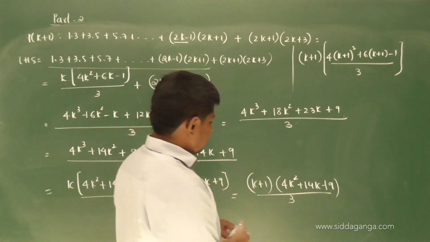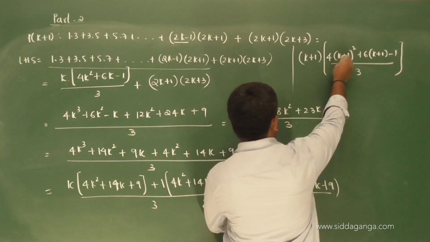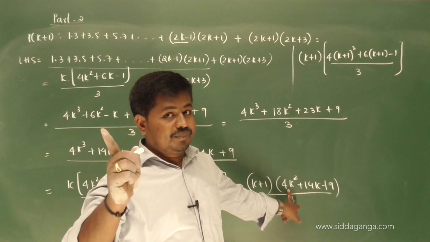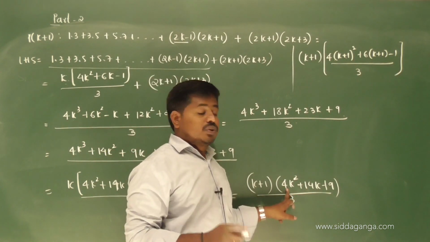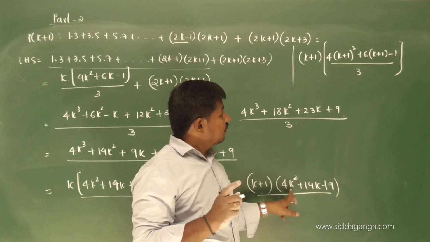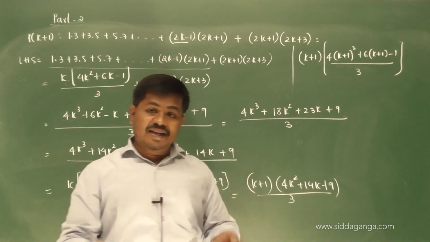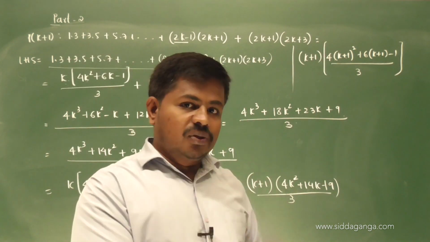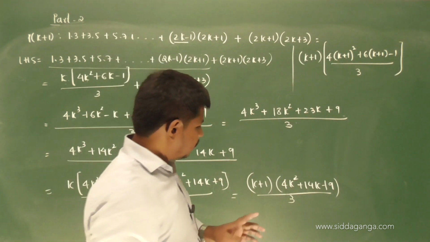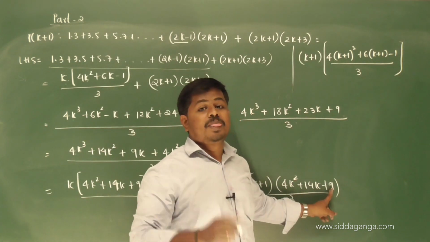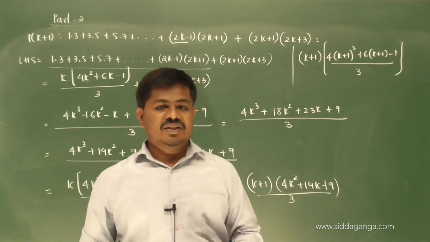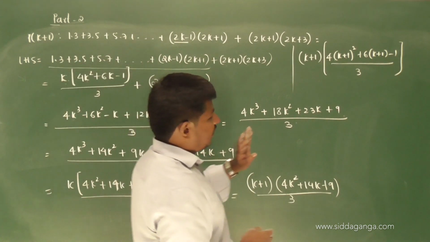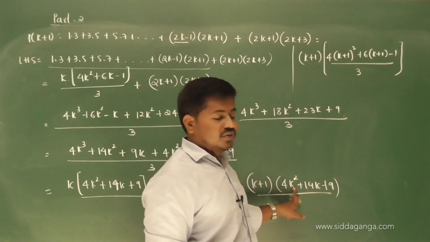Once again, here we have 4k square, but what we need is 4 into k plus 1 whole square. What is k plus 1 whole square? k square plus 1 plus 2k. When you take 4 outside, to get 2k, you write 14k as 8k plus 6k. From 8k you can take 4 outside, then you will get 2k, right? And also 9 you write as 4 plus 5, because if you take 4 outside you will get 1. Hope you got it, students. We need to get k plus 1 whole square here in place of k square.